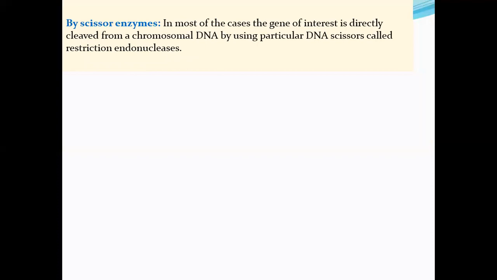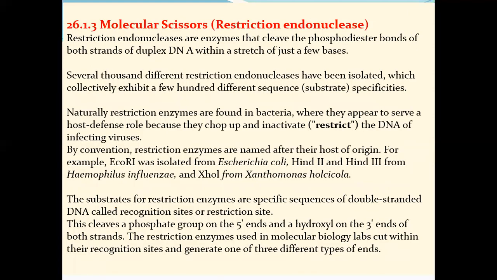Now, what are the molecular scissors? In most of the cases, the gene of interest is directly cleaved from the chromosomal DNA by using particular DNA scissors, which are called the restriction endonucleases. So the molecular scissors used here are restriction endonucleases, which cleave the phosphodiester linkages in both the strands of the duplex DNA within a stretch of just a few bases. Several thousand different restriction endonucleases have been isolated, which collectively exhibit a few hundred different sequence substrate specificities.